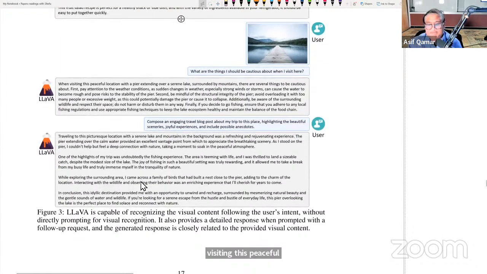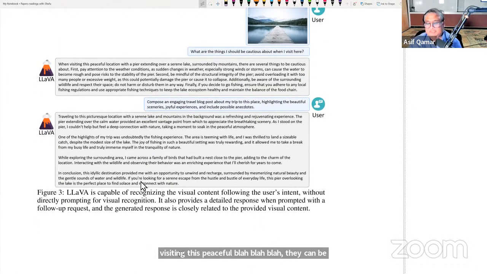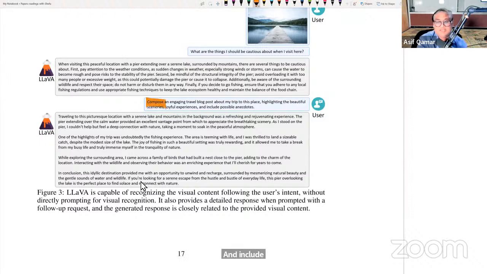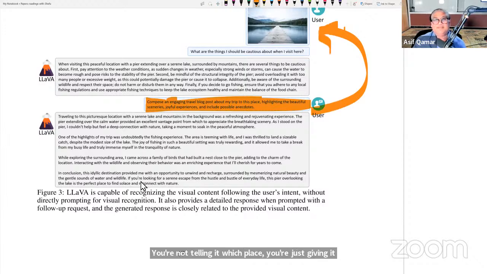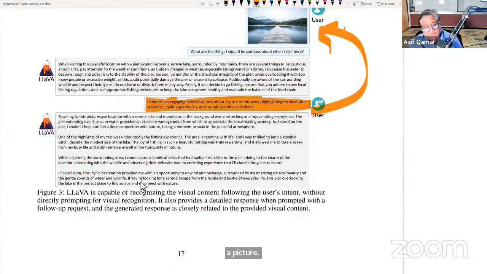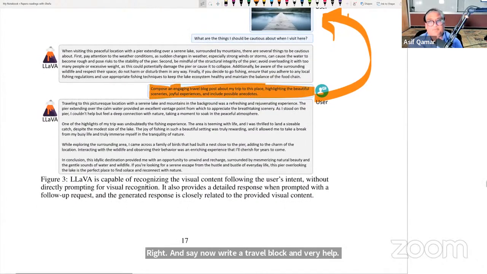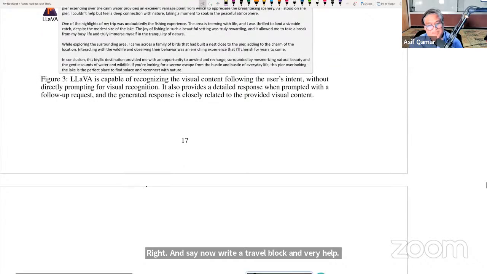Compose an engaging travel blog post about my trip to this place, highlighting the beautiful sceneries, joyful experience, and include possible anecdotes. So look at this. For this, guys, just pay attention. You're not telling it which place, you're just giving it a picture, right? And say, now write a travel blog, and very helpfully, it writes you a lovely travel blog, right?